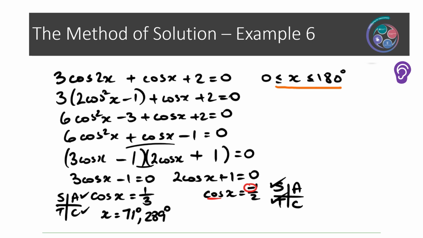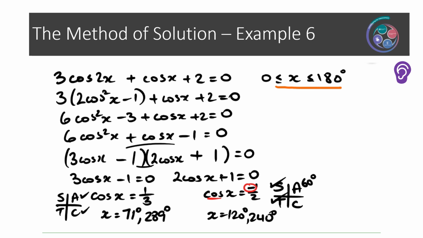Okay, always find the related acute angle, the angle in the A box. So when does cos equal a half? From your calculator or from your knowledge of exact values, that's 60 degrees. Where have I got my ticks? X would be 180 take away 60 and 180 add 60.